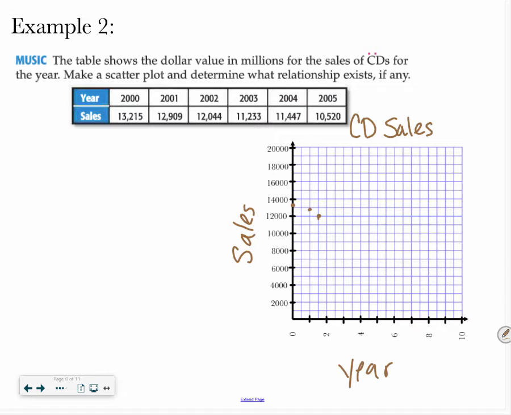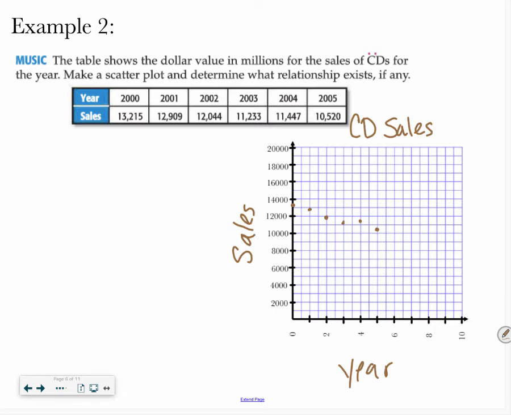2003, oops, I did not go far enough for that. So let's try that again. 2003 was 11,233. 2004, 11,447, so it went back up a little bit. 2005 was 10,520. So those dots represent my scatter plot.